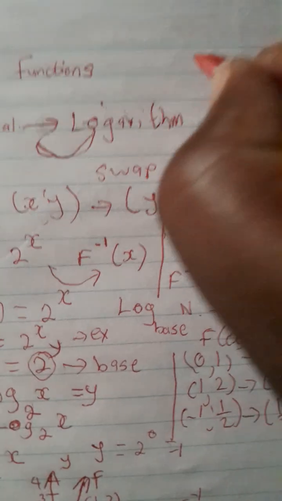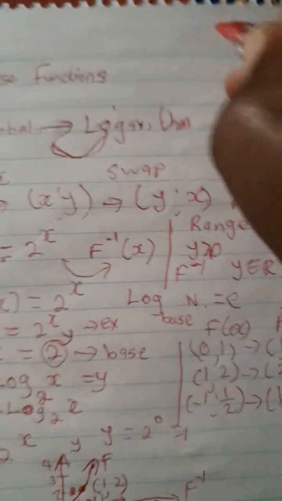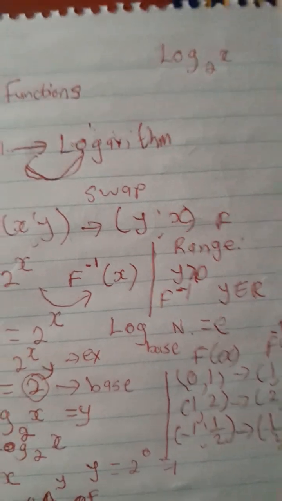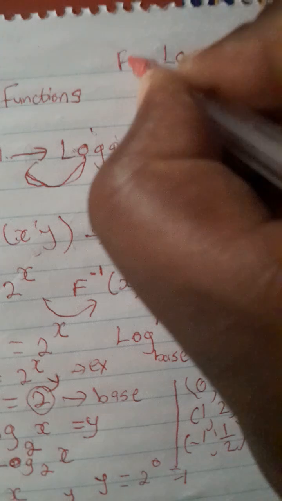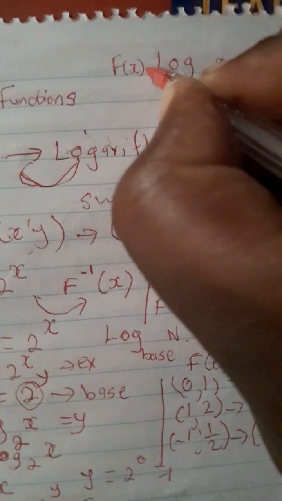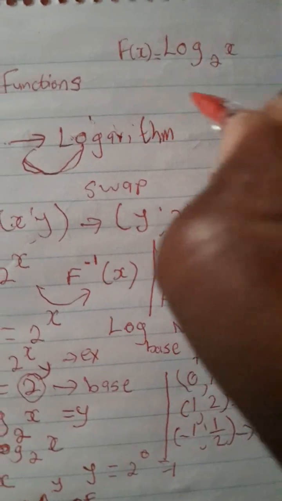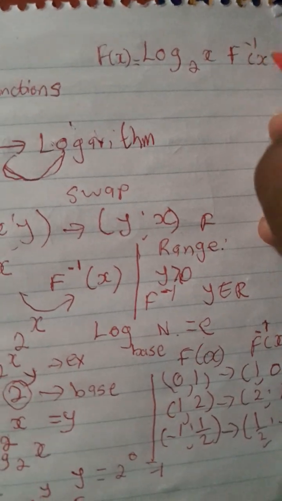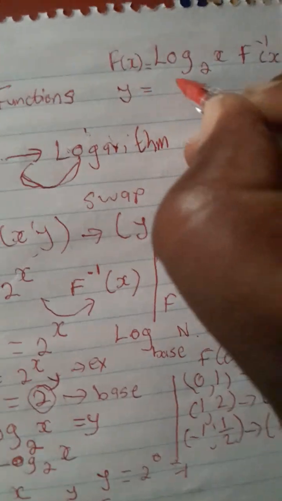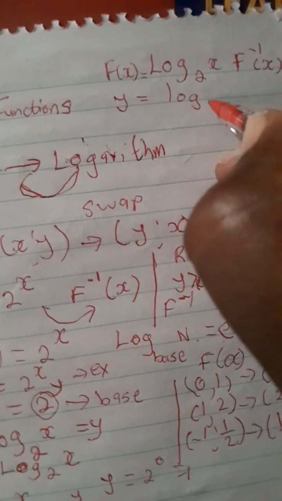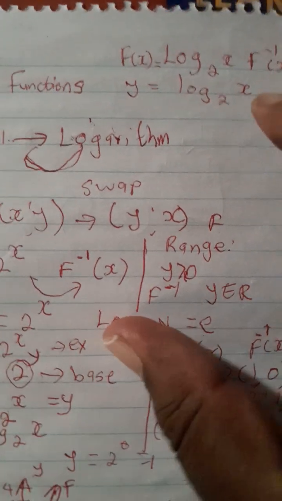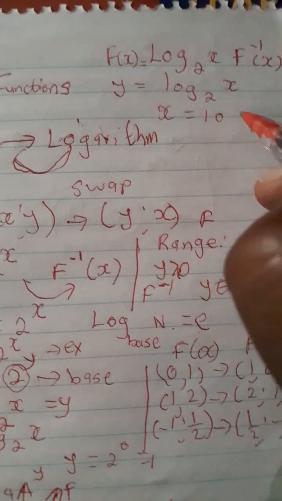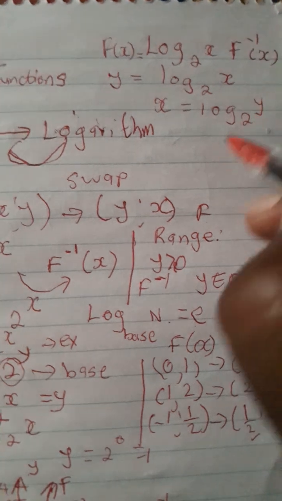So if I was given, let's say, f of x is equal to log 2x, and they said find the inverse, remember, I told you to replace by y here. So you're going to say log 2 and x there. So you swap. Where there is y, you replace it by x, and where there is x, you replace it by y.